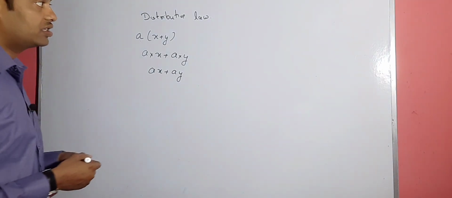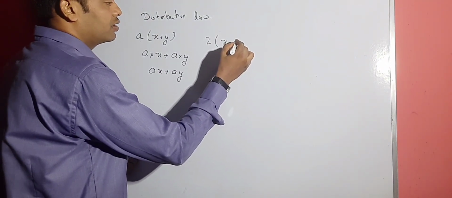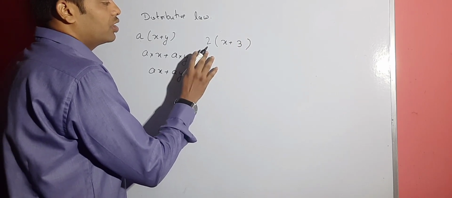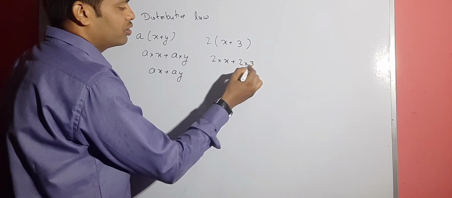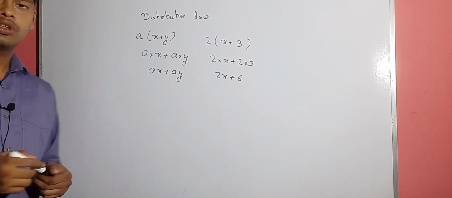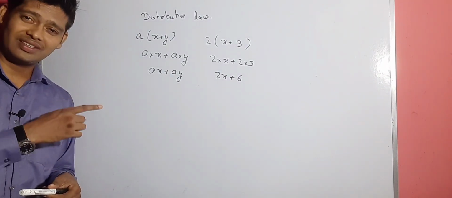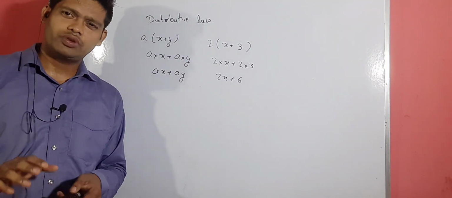Now in case a number is there, just like if 2 is there and here x plus 3 is there, same thing, distributive law. Distributive means you have to open the brackets. So 2 into x plus 2 into 3, so 2x plus 6. You cannot add it. So this is the distributive law which we have to use in this video. So you understood how a distributive law works.